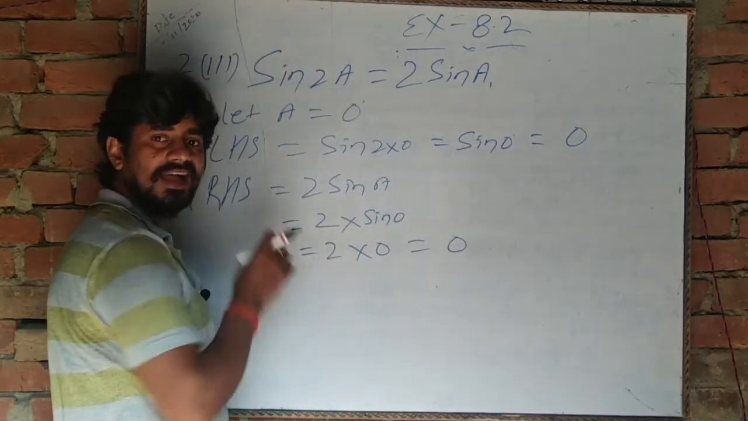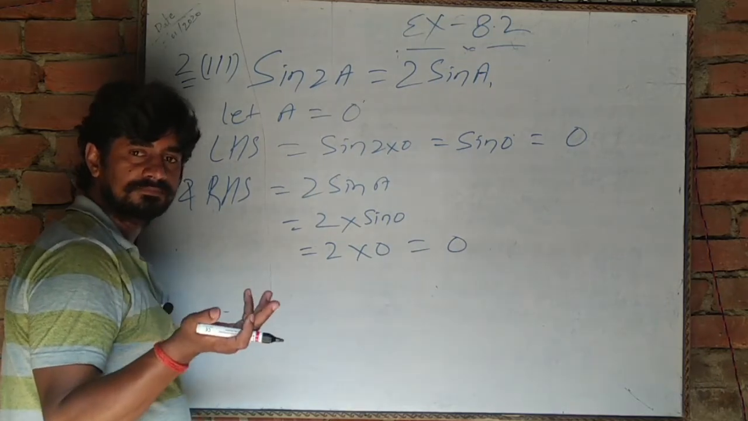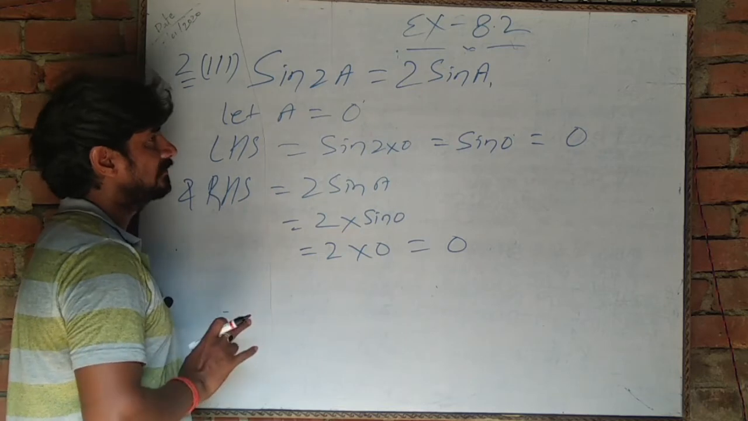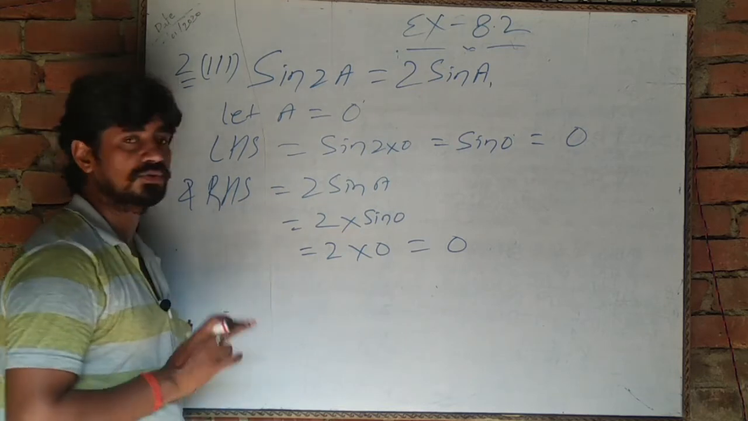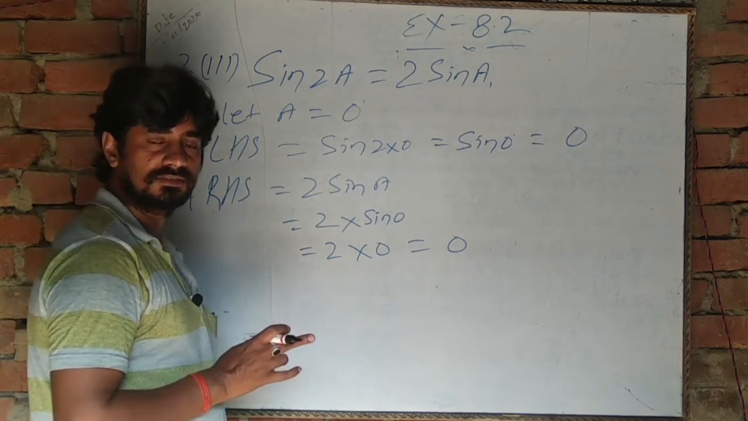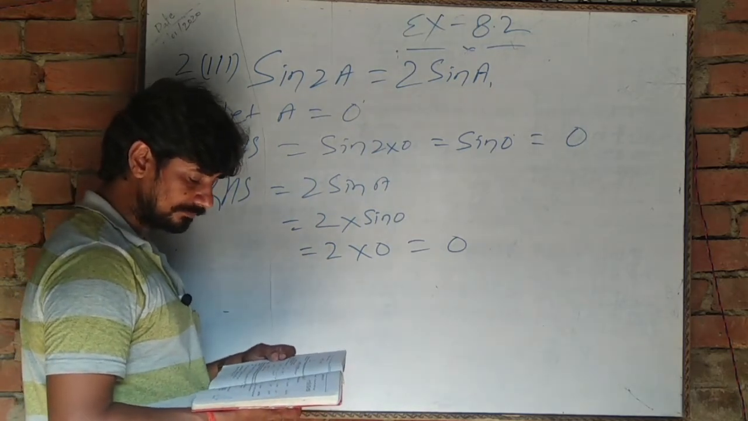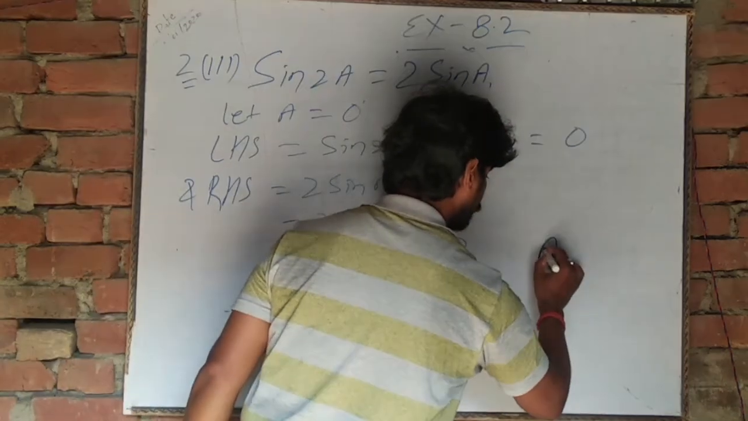When we have taken A equal to 0 degree, it is clear that the angle A is justifying our answer, sin 2A is equal to 2 sin A. So our option will be angle 0 degree. That means option A.